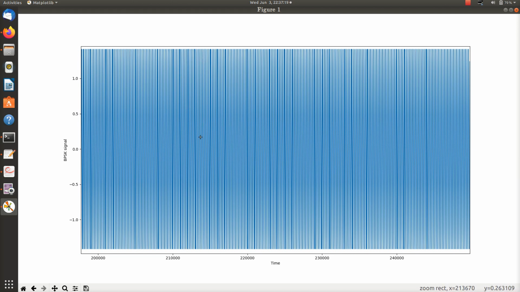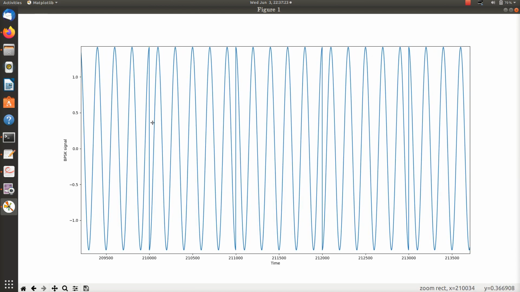I zoom it again. We can see the changes in phase during the pattern. Every time the bit changes, there is a 180-degree reversal of the phase. Now we are more interested in the bit error rate.